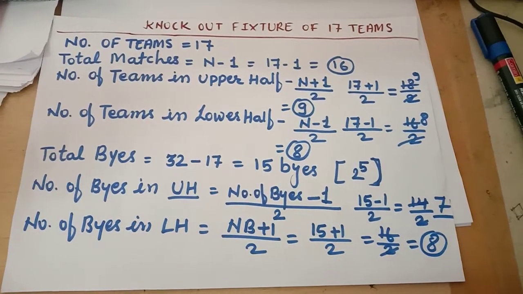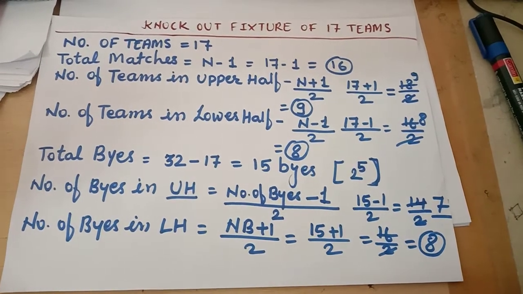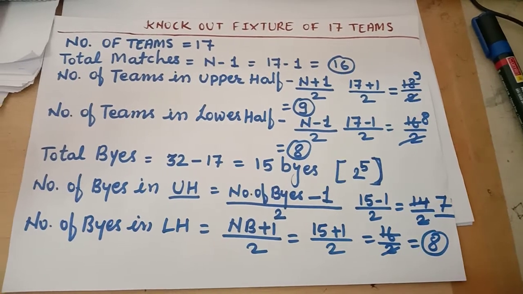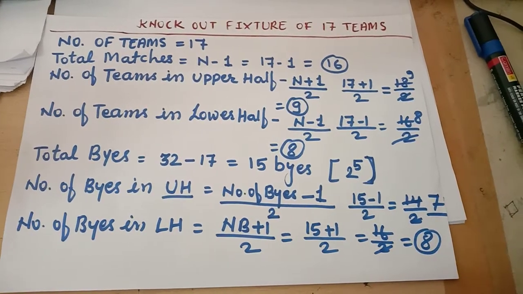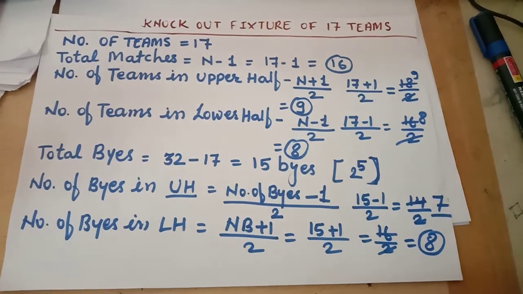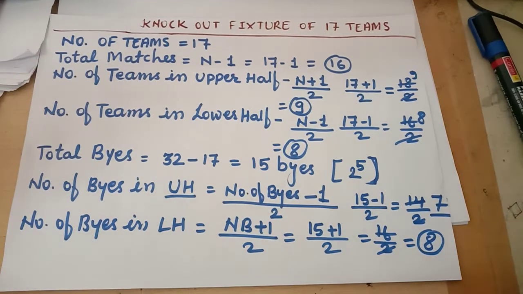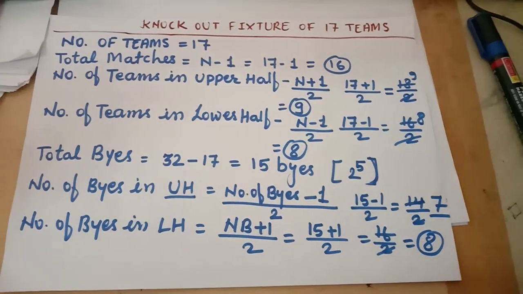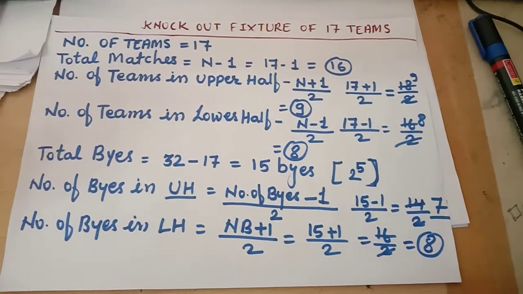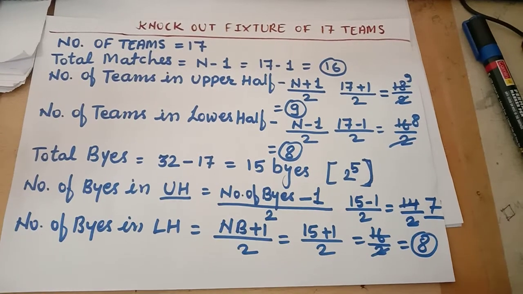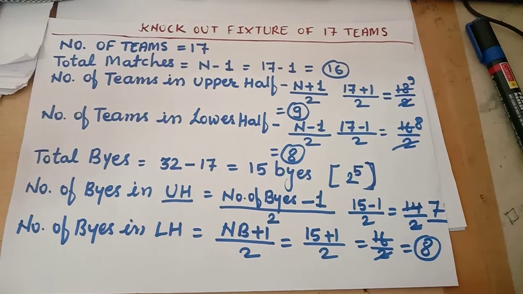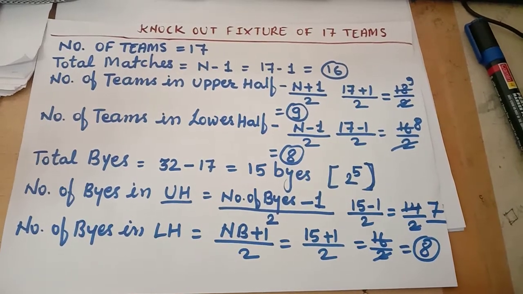The next question is, how do we take out byes for 17 teams? First of all, we have to search for a number in powers of 2 which is higher than the number of teams given to us. So we have taken here 2 power 5, that is the number we'll get is 32. So 32 minus 17 is equal to 15. So total byes that we are having is 15.